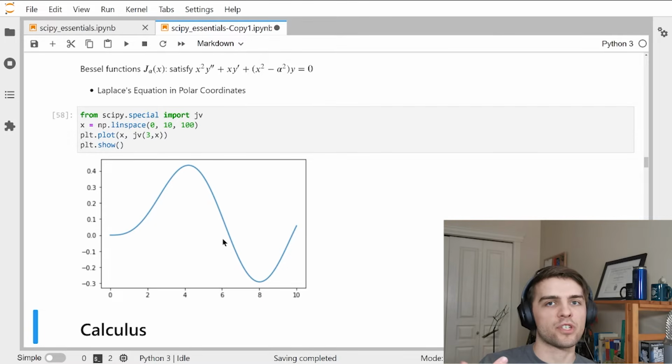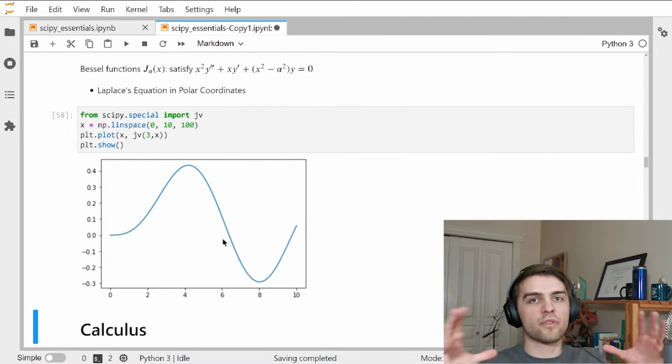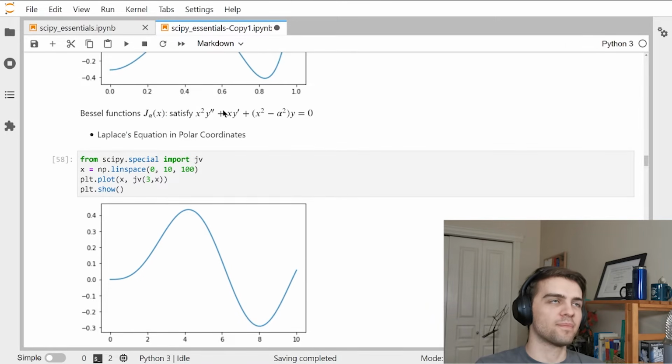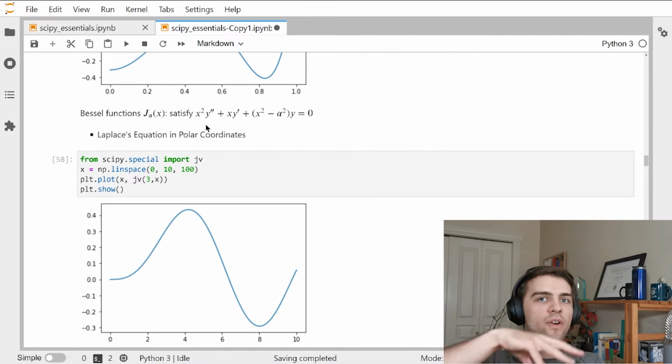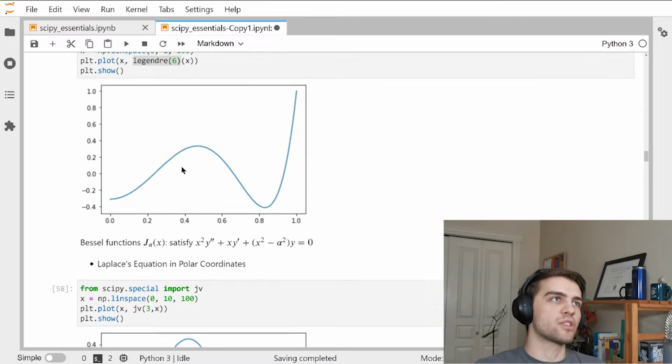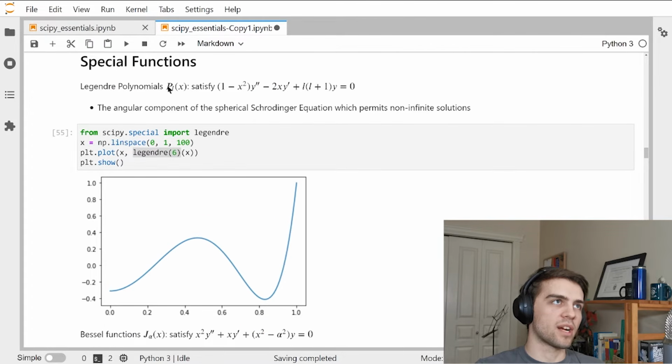So this is useful, for example, if you get a differential equation and solve it. Rather than having to solve this equation in Python and then plot the solutions, it's just worth noting that SciPy already has these functions cooked up for you. And if you're plotting the wave functions of different quantum mechanical systems or something, it's useful to keep track that these functions exist in SciPy.